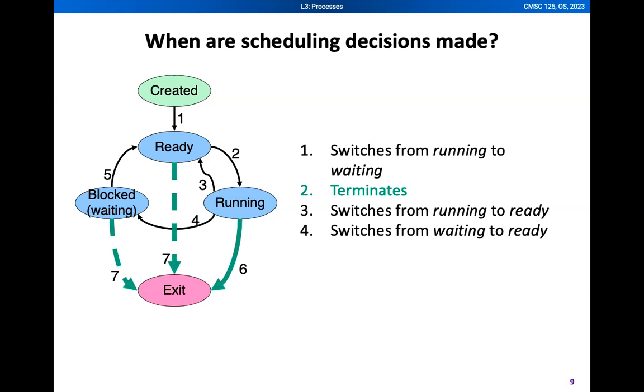And also when a process terminates, right? You can see in here, assuming that the process is ready, blocked, or running, and it suddenly gets terminated, so a scheduling decision must be made. Another is when the process switches from the running state into the ready state, for example, when an interrupt occurs. And lastly, when a process switches from the waiting state into the ready state, for example, an IO request has already been completed. So now the process is done waiting and it is now ready to execute.